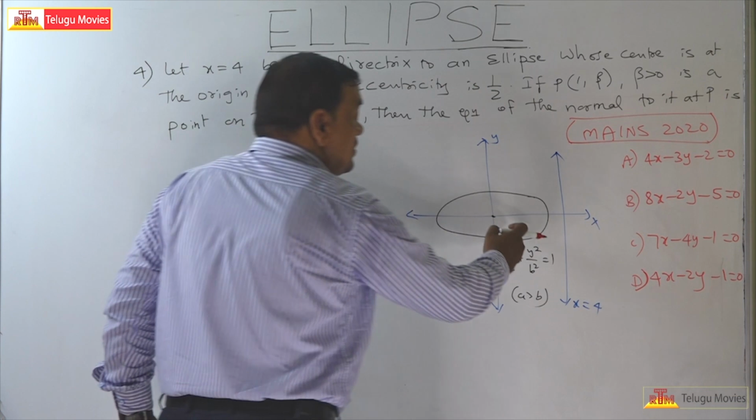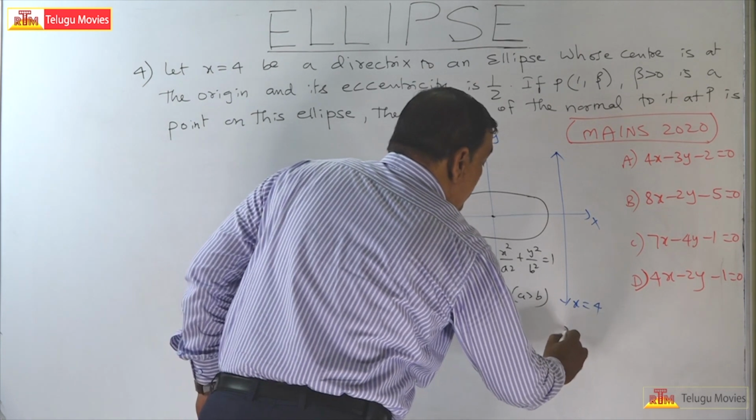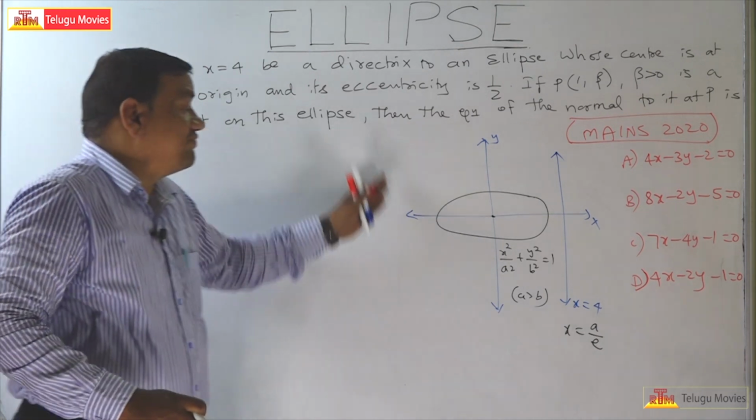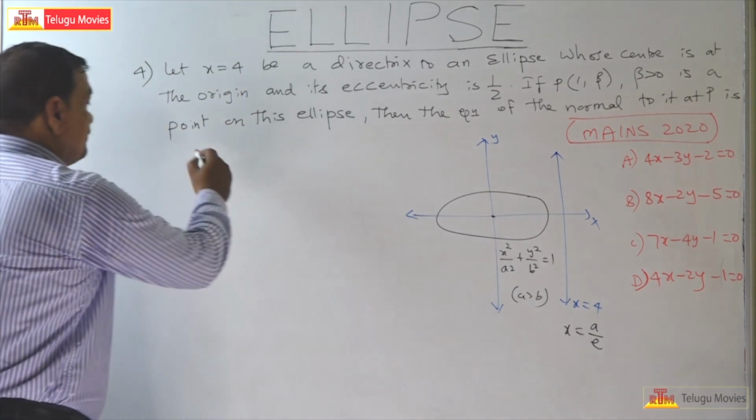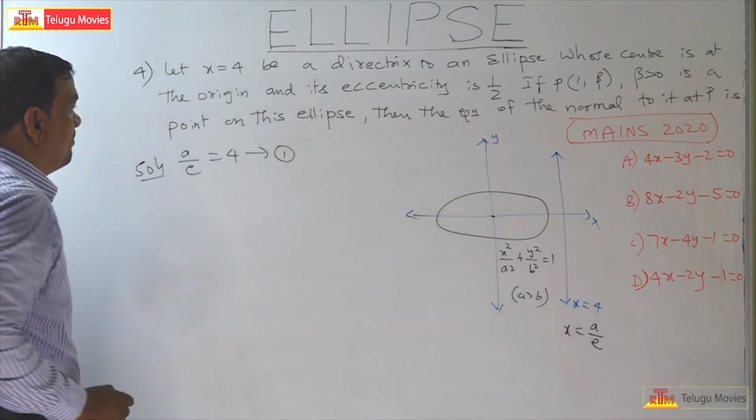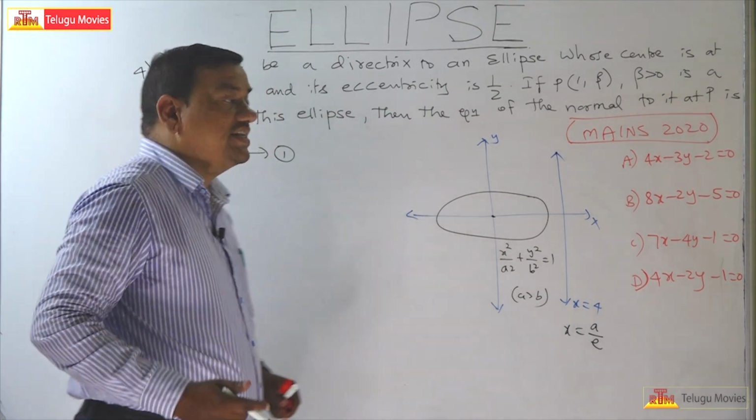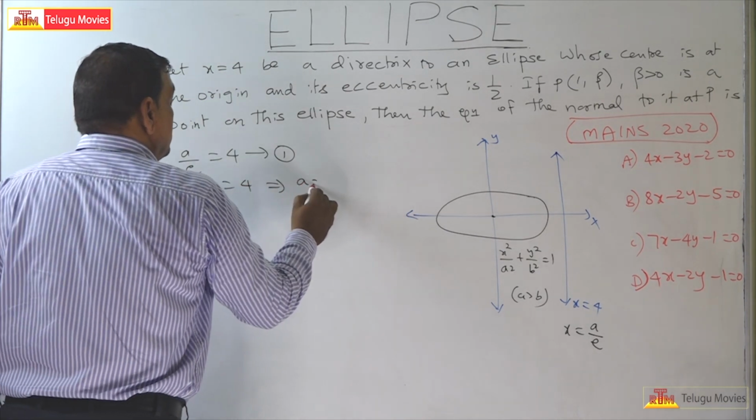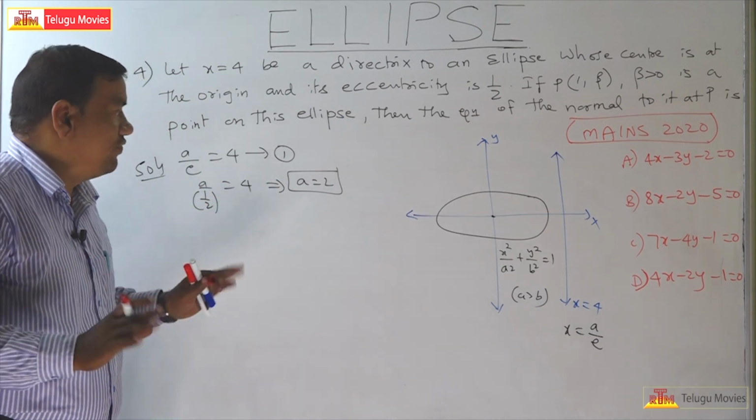Now, we know that for the ellipse x square by a square plus y square by b square is equal to 1, the equation of the directrix is x is equal to a by e, which is on the right hand side. If it is on the left hand side, x is equal to minus a by e. That means your a by e value is 4. Call it equation number 1. The eccentricity is given as 1 by 2. So a by (1 by 2) is equal to 4. This implies a is equal to 2. The a value is 2. Very nice.